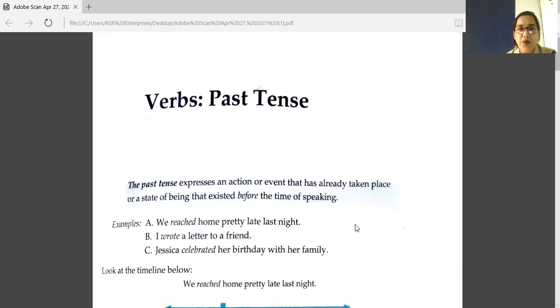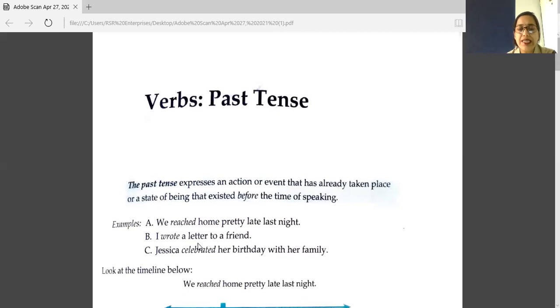We reached home pretty late last night. This last night shows past period, past time. And what happened that time? Reached home late. So here we have to see the verb. And verb is reached here. And reached is second form of verb.